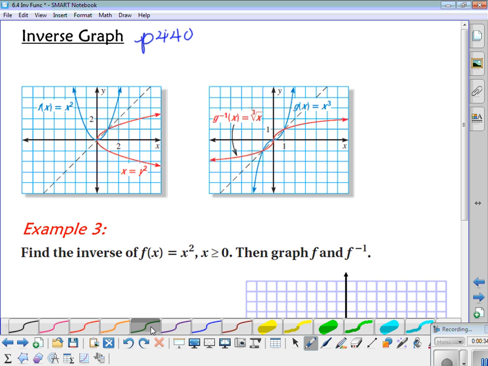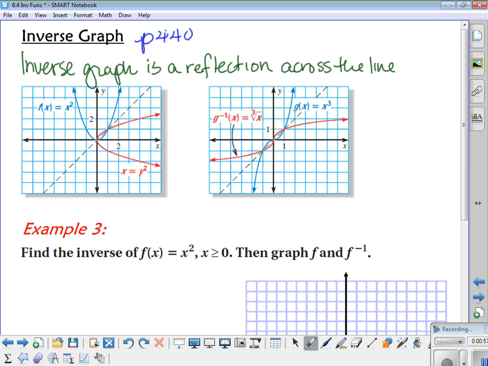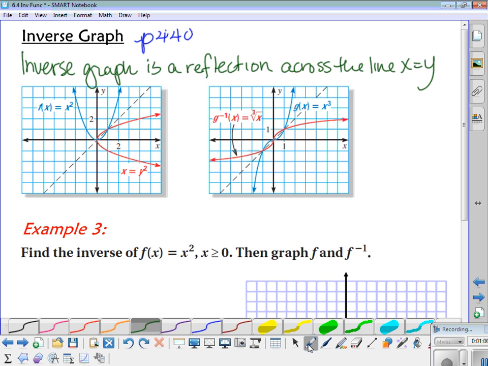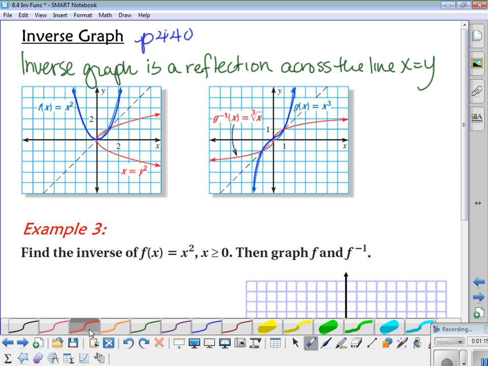So like I told you yesterday, the inverse graph is a reflection across the line x equals y. And so in the pictures here, what they've got is the original function in blue on each of them, and then they have the inverse in red.